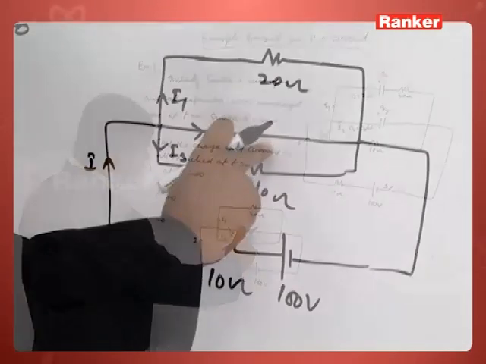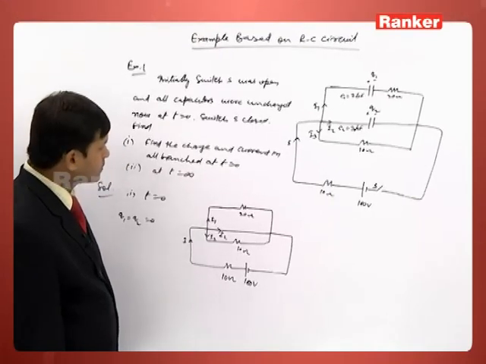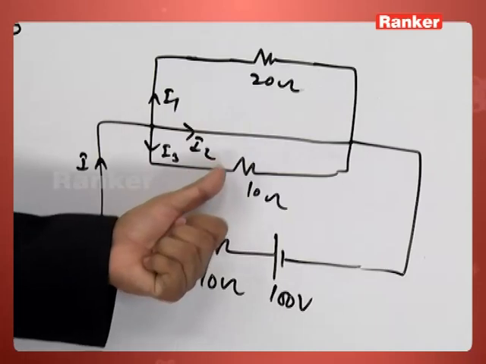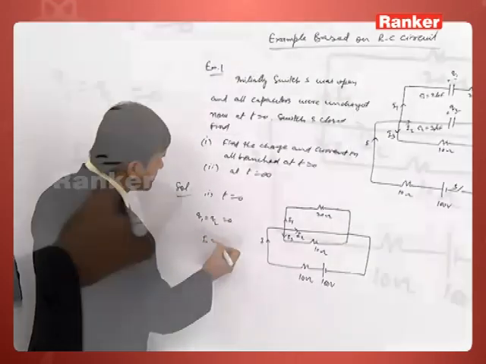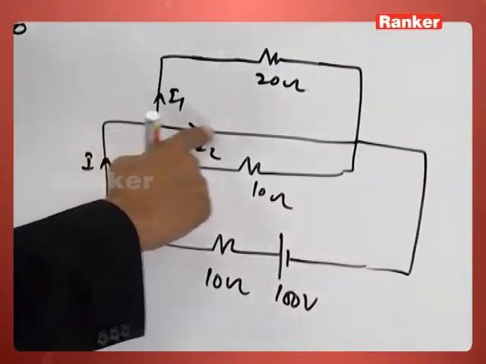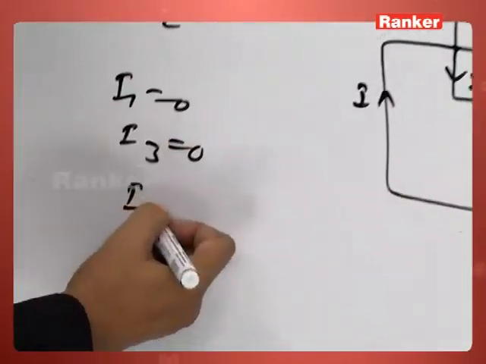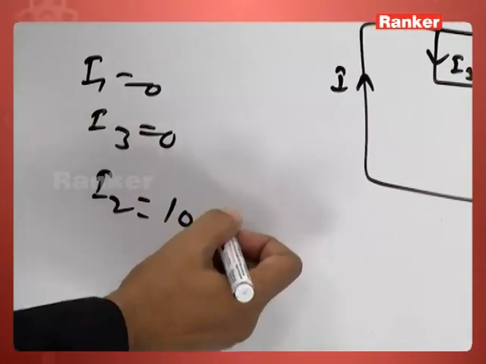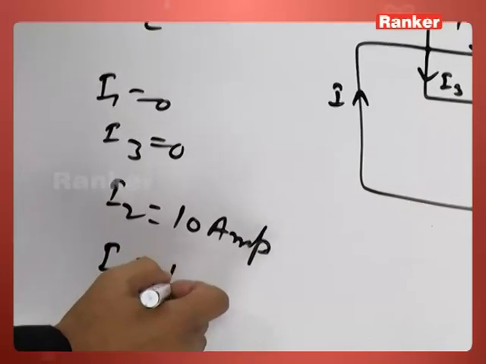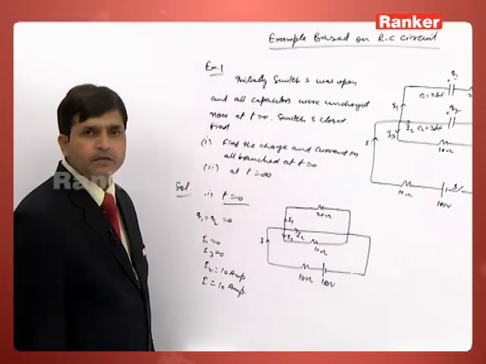Similarly, if we use Kirchhoff law in this loop, then it will give you minus 10 I3 is equal to 0, so I3 will also be 0. So, being in a short circuit, the current across these 10 ohm and 20 ohm resistors will be 0. So, I1 is 0 as well as I3 is also 0. Now, we apply Kirchhoff's law in this loop. So what we will get? I2 is equal to 100 by 10, or 10 ampere. So, net current I is equal to I1 plus I2 plus I3. So, I is also 10 ampere. So, this is the solution of the problem at t is equal to 0.